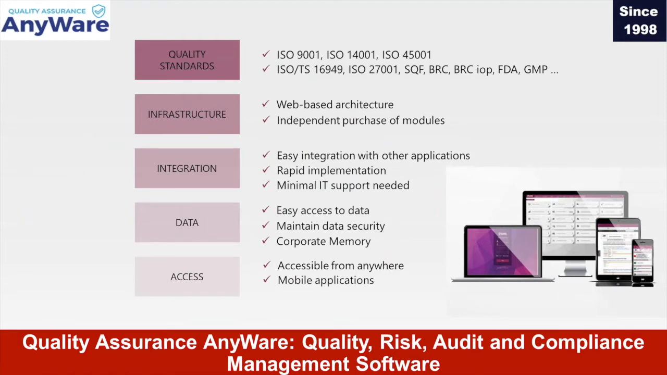Quality assurance anywhere can help you manage many different quality management systems: ISO 9001, ISO 14001, ISO 45000, SQF, BRC, AS 9100 in the aerospace industry, IATF in the automobile industry, and many other standards that you can manage in one quality assurance anywhere system.